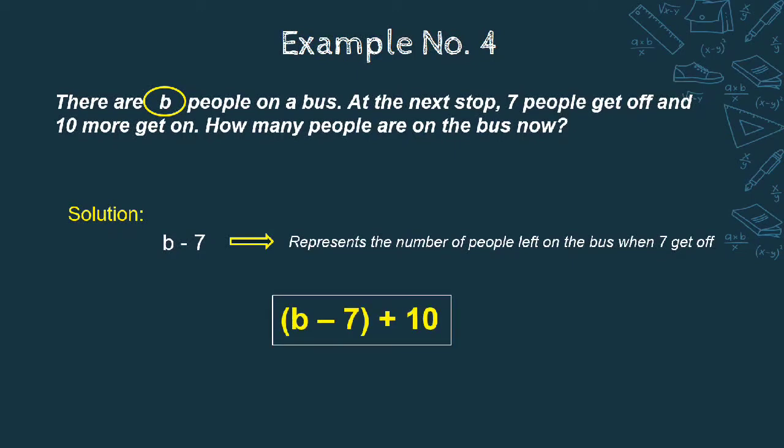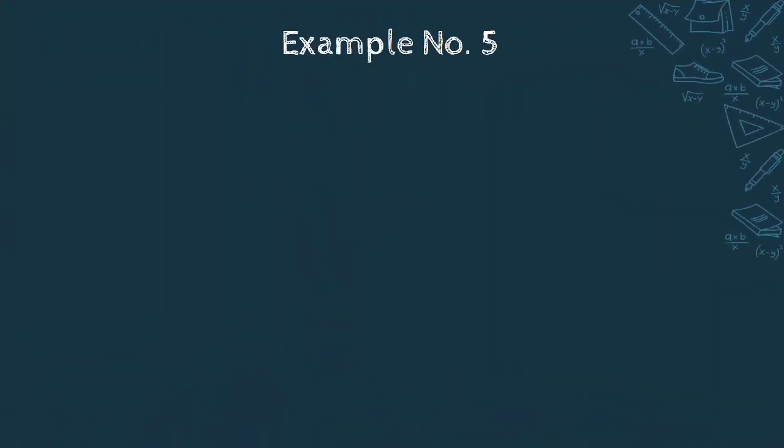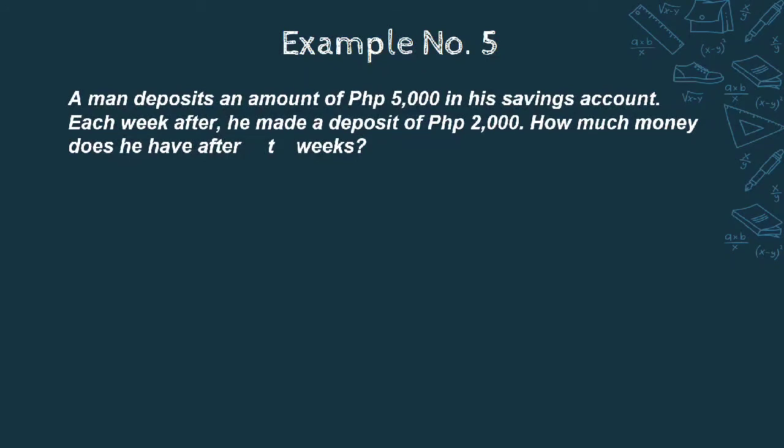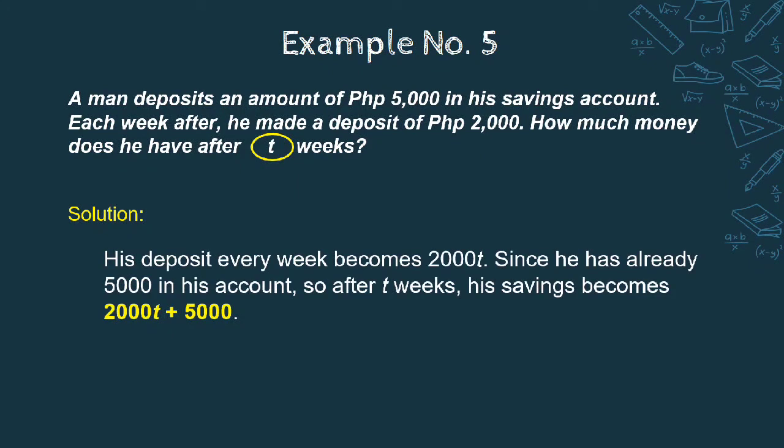And for the last example, a man deposits an amount of 5,000 pesos in his savings account. Each week after, he makes a deposit of 2,000 pesos. Now, how much money does he have after 2 weeks? The variable used here is the letter T. For the solution, his deposit every week becomes 2,000 multiplied by T. And since he already has 5,000 in his account, after 2 weeks, his savings becomes 2,000 multiplied by T plus 5,000.